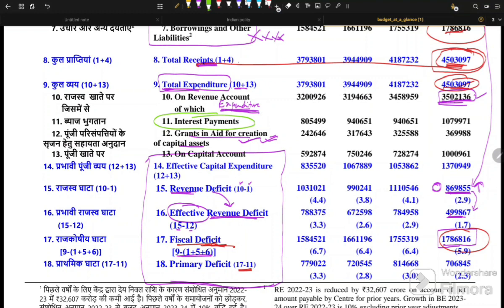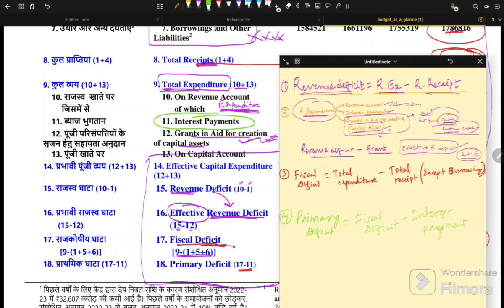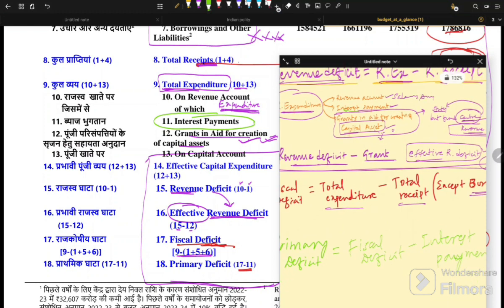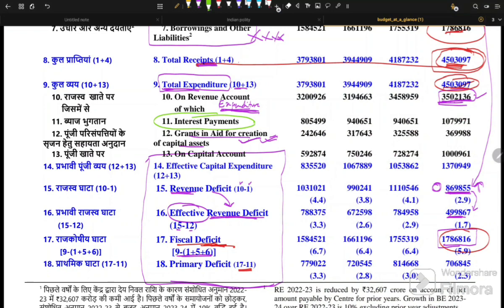Okay. Interest payment comes under which part? Revenue expenditure. For example, if you see here, where is the interest payment? Revenue expenditure. Yes or no? Interest payment comes under revenue expenditure. Okay. Just understand that one. Okay.